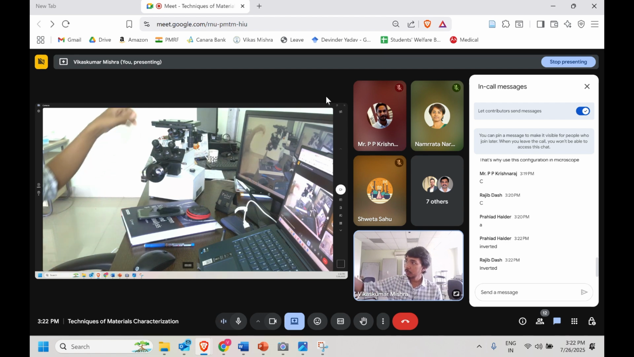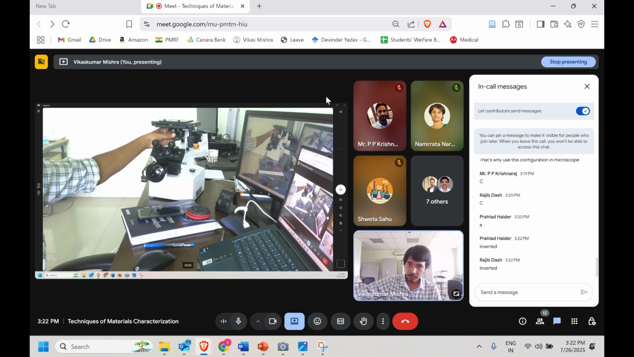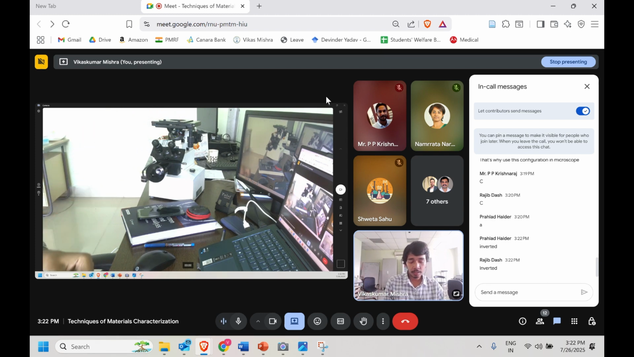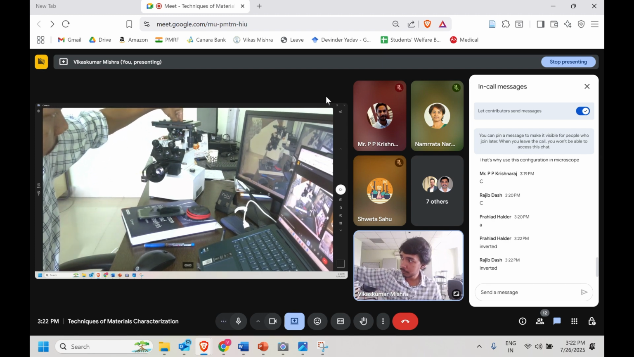Yes, Rajiv. So we are going to place our specimen on top of this, and these are the objective lenses, which we are going to see are the rotating ones. This rotating part has the objective lenses. So let's try to remove one objective lens and see what is written over here.